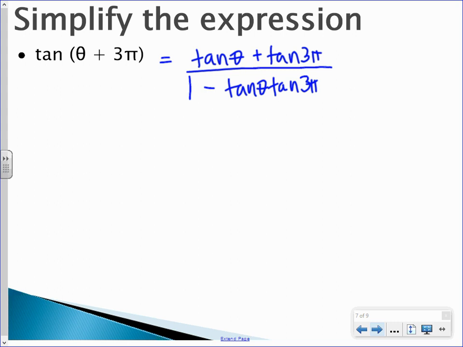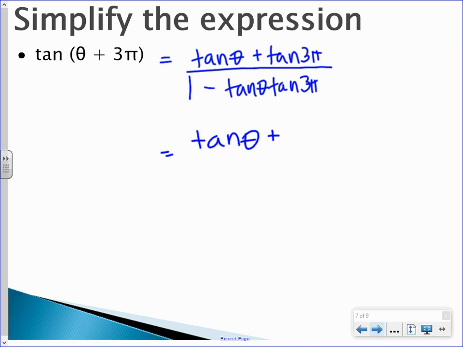Good. Now from here we need to evaluate. Now Caleb was feeling a little nervous about 3 pi. Okay, 3 pi is in the same place as pi is what Caleb is thinking. Do you agree with that? Okay, so 1 pi, 2 pi, 3 pi is coterminal to pi. So when we're evaluating the tangent of 3 pi, we can really just think about the angle pi.